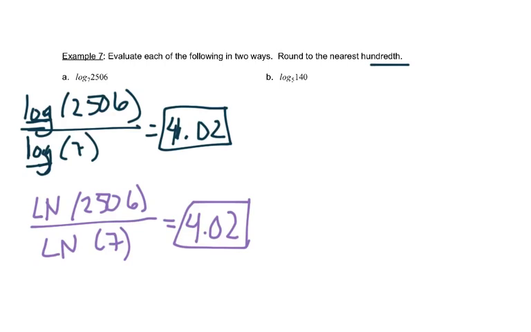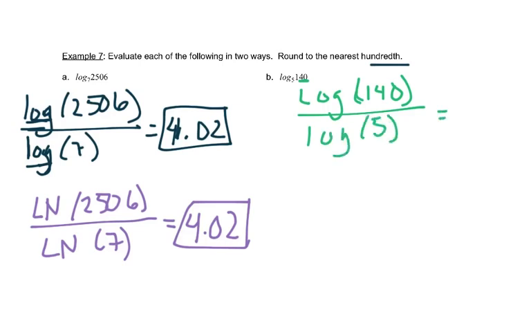So let's look at example B. We'll do it with a log button first. We'd have log, and we put the 140 on top, close the parenthesis, and then the log, remember the 5 is down low so it stays on the bottom. We use the log twice when we're typing it into our calculator. And we get 3.0, the 7 is followed by a 0, so it would stay a 7, 3.07.